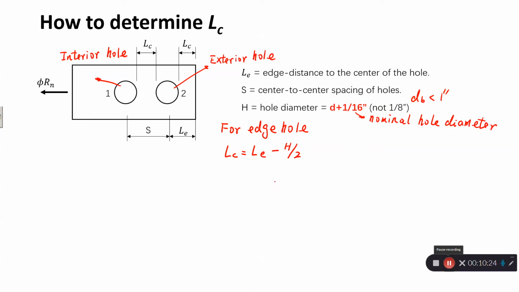And for an interior hole, LC is equal to the center to center distance S minus H, right? And H is equal to d plus 1/16. So H is the nominal hole diameter. Okay, and that explains it.